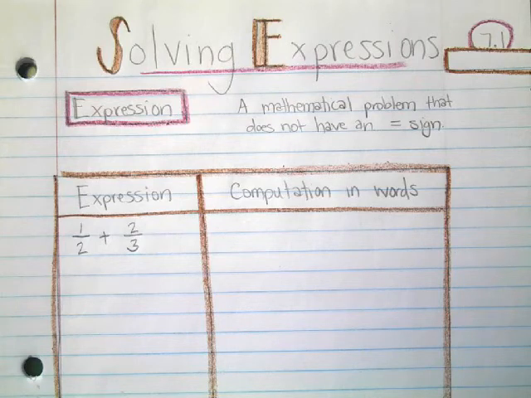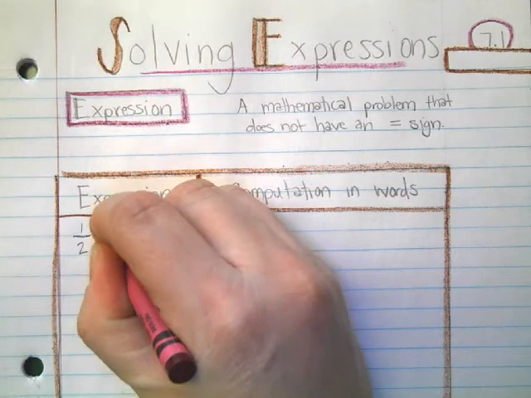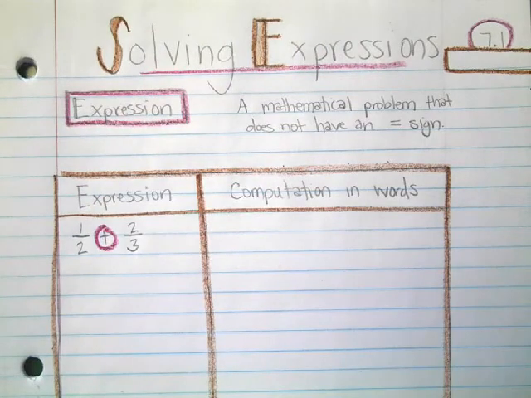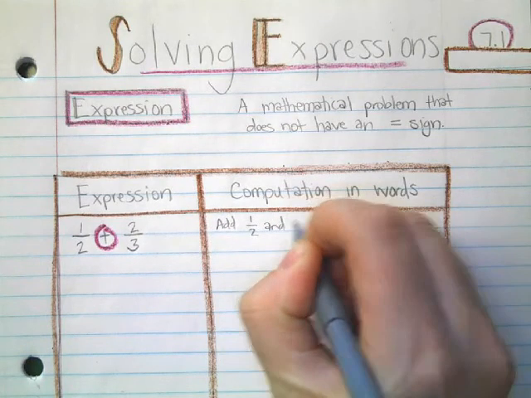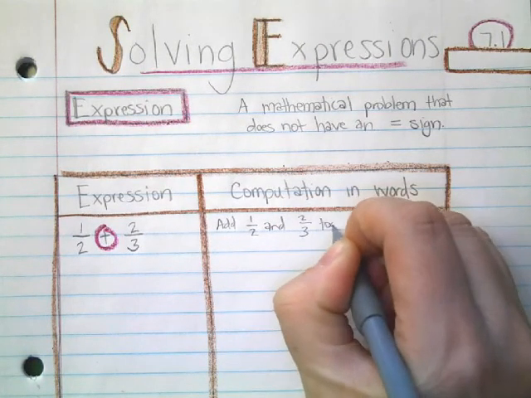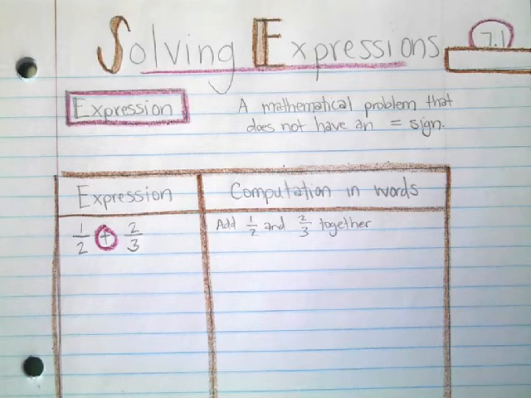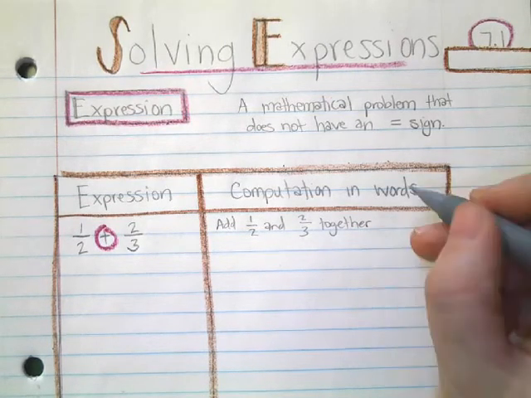Operation means, is it add, subtract, multiply, or divide? It is addition. So we know that we are adding things together, right? So one way we could say this is add 1/2 and 2/3 together. Let's write that as one way we could write this. That is one representation of what this means. Add 1/2 and 2/3 together. And you know that we could reverse that and say add 2/3 and 1/2 together. That would work as well.